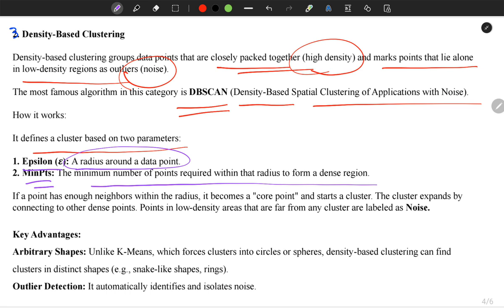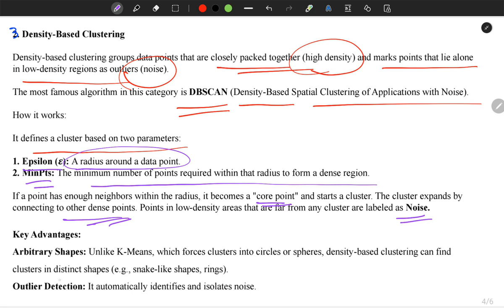One data point is considered, and a radius is formed. Within that radius, the minimum number of points required forms a dense region. If a point has enough neighbors in the radius, it becomes a core point and starts a cluster. The cluster expands by connecting to other dense points. Points in low density areas that are far away from any cluster are labeled as noise. This becomes clearer when I consider another example.